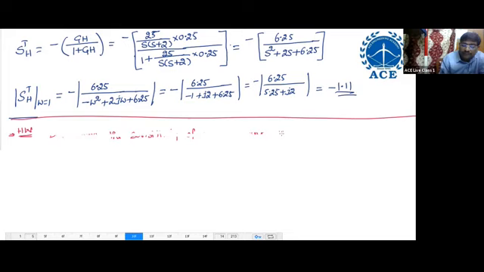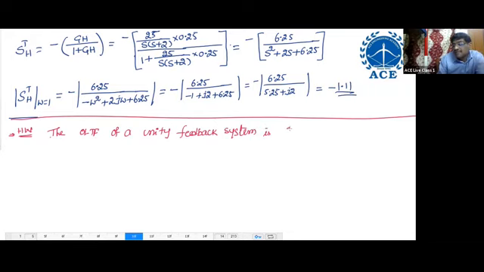I'll write. The open loop transfer function of a unity feedback system is G of S equal to K by S into S plus P. H of S is one, clearly mentioned, unity feedback. Determine the sensitivity.